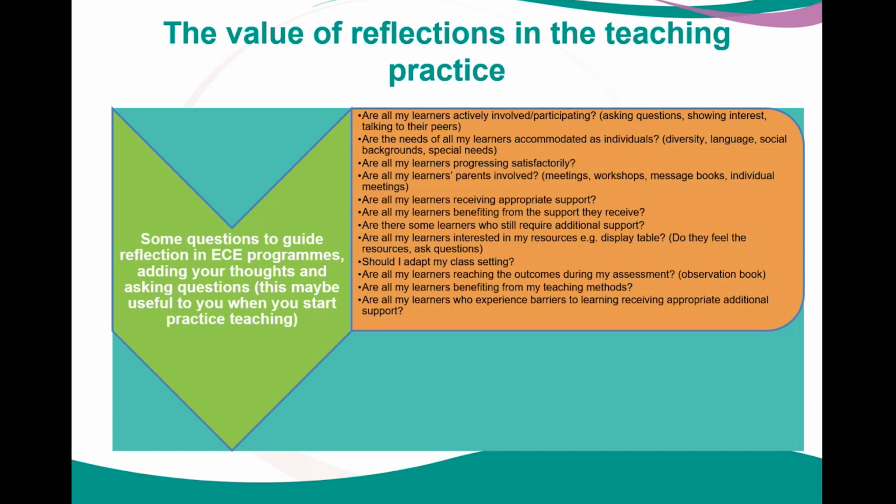Are the needs of all my learners accommodated as individuals, in terms of diversity, language, social background, special needs? Are all my learners progressing satisfactorily? And are all my learners' parents involved, in terms of meetings, workshops, message books, individual meetings? Are all my learners receiving the appropriate support, and are all my learners benefiting from the support they receive? Are there some learners who still require additional support? Are all my learners interested in my resources, whether it be a display table? Should I adapt my class setting? Are all my learners reaching their outcomes during my assessment? Are all my learners benefiting from my teaching methods? Are all my learners who experience barriers to learning receiving appropriate additional support?